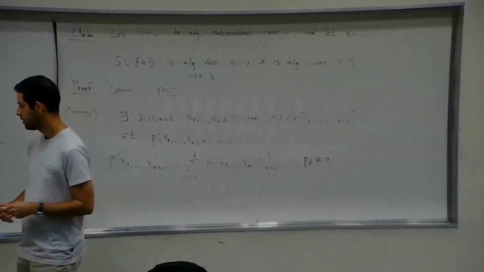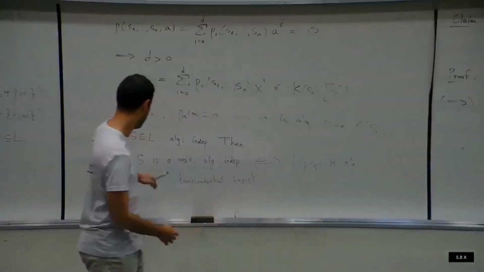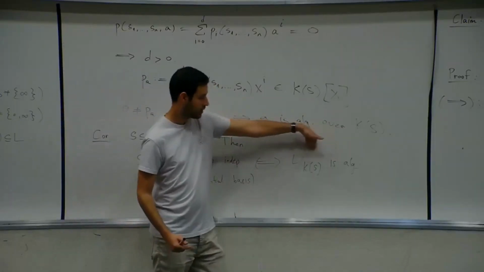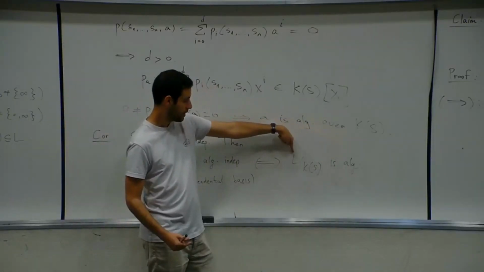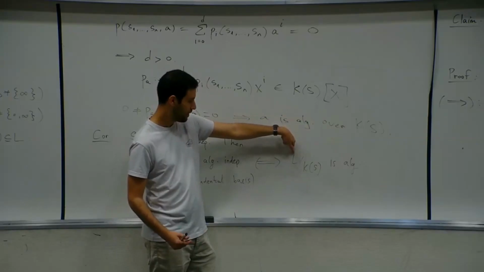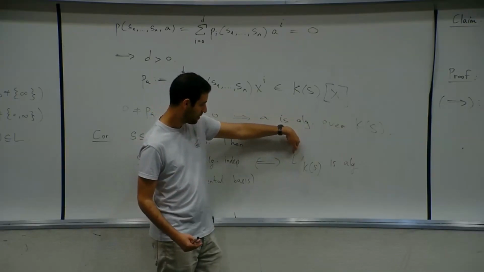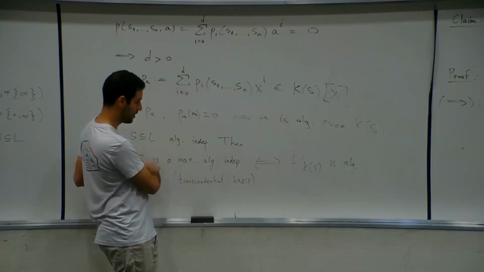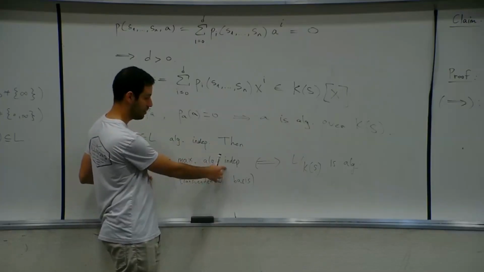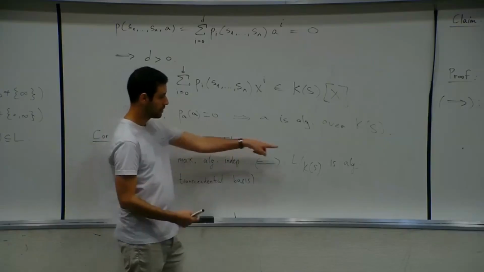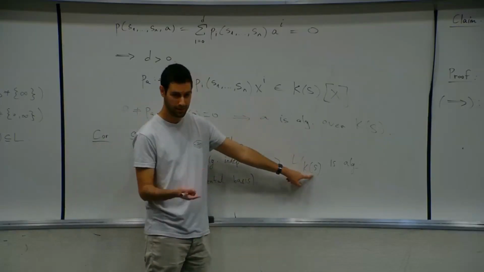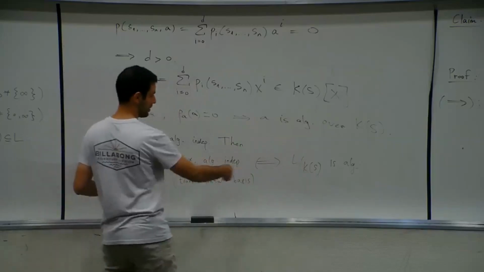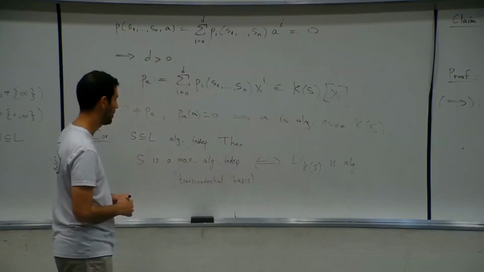Right, so it's immediate, right? Because if S is maximal, then why is this an algebraic extension? Well, take any a in L, then S union {a} is no longer algebraically independent, it's algebraically dependent. So a must be algebraic over K(S). So it's one line, and similarly in the other direction.